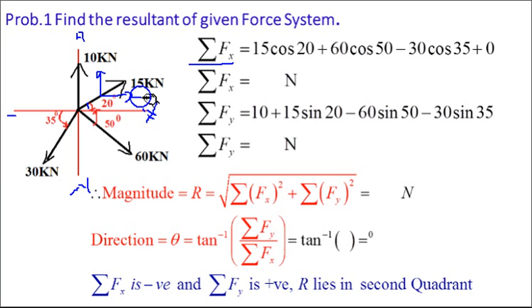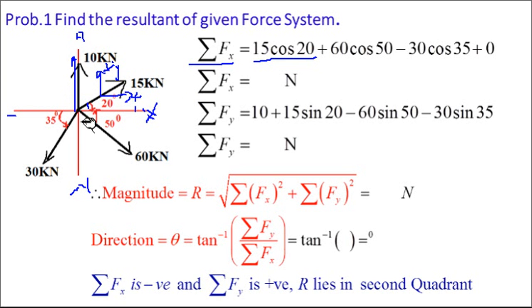Now see the sign convention. This is positive in positive x direction. This is positive because it is in positive y direction. So here I will add the first component 15 cos 20 in positive x direction, so positive. Second force is 10 kilonewton, but 10 is completely resolving in y direction.